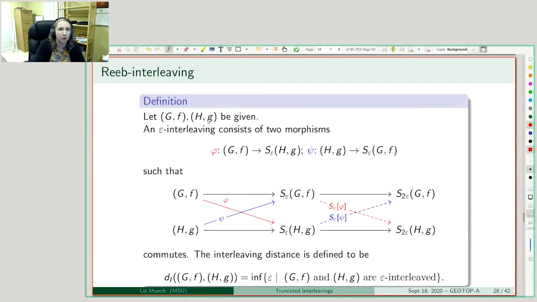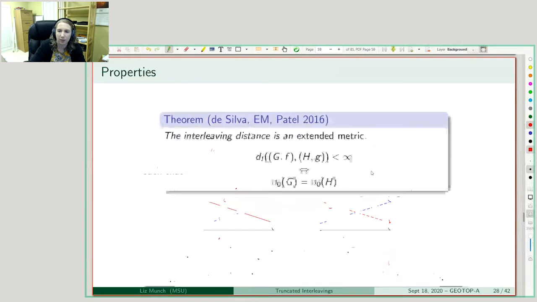So I have two input Reeb graphs. An epsilon interleaving consists of two morphisms, phi and psi, that go between these things, where I'm going to force a diagram like this to commute. If I can find a diagram like this that commutes, my interleaving distance is the infimum over all possible epsilons for which I can find a diagram that actually makes this thing commute. Okay. That's interleaving distance really fast.